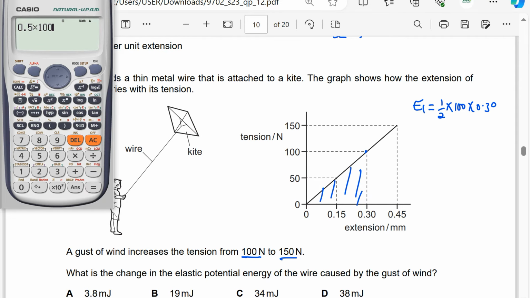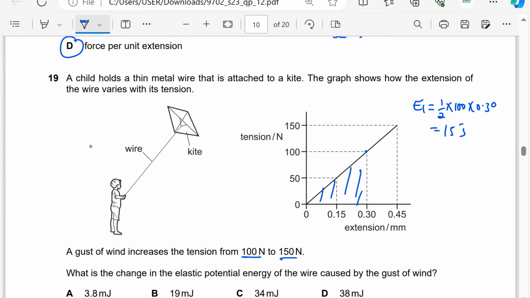0.5 times 100 times 0.3. I think this is 15 joules. Then elastic potential energy for the whole up to 150.